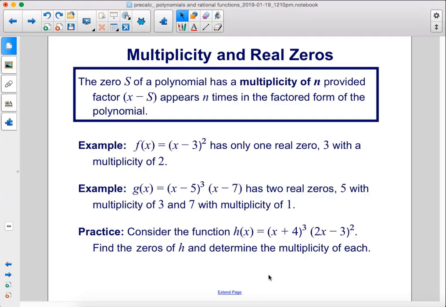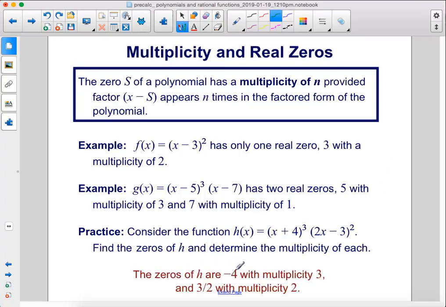Consider the function h of x equals (x plus 4) cubed times (2x minus 3) squared. Find the zeros of h and determine the multiplicity of each. Here, the zeros are negative 4, which would be this zero. This would add up to 0, and it would make the whole thing 0. And the multiplicity is 3.